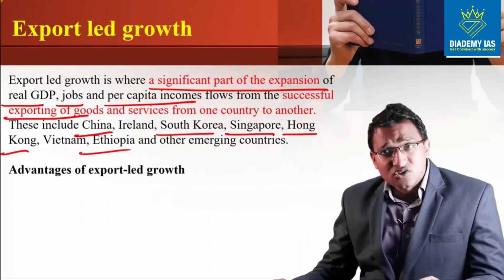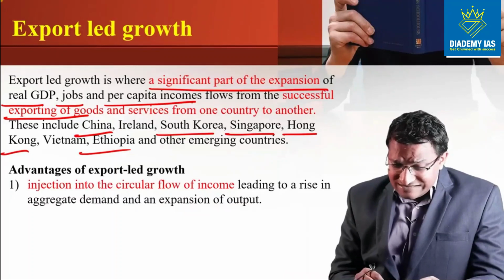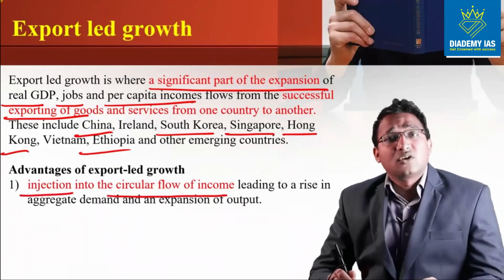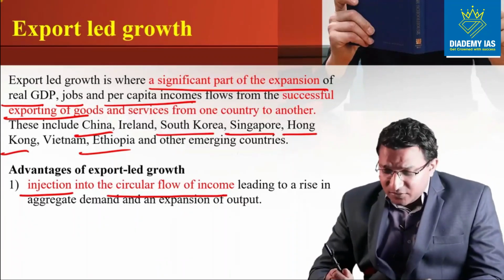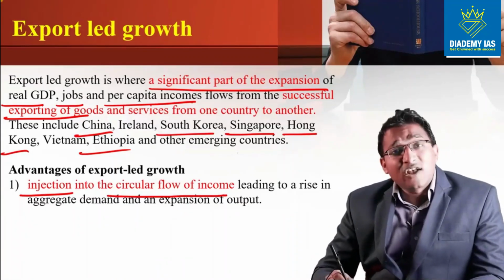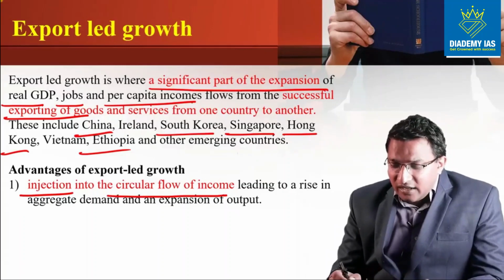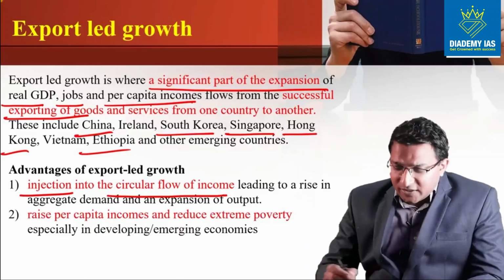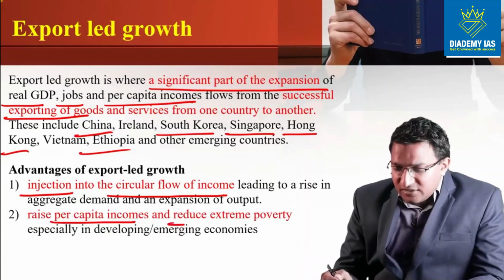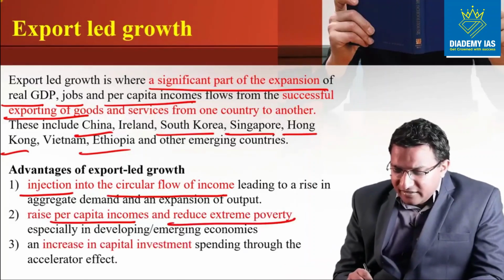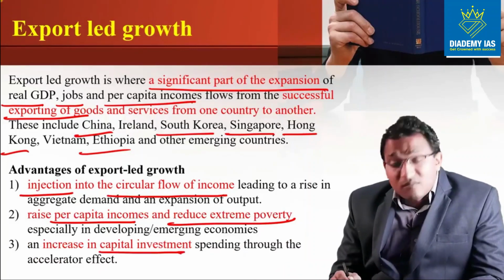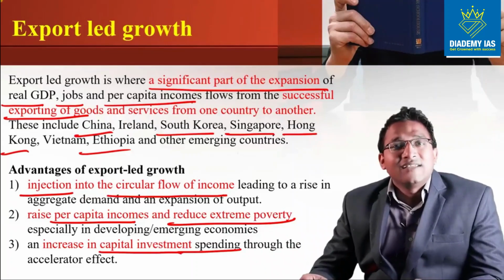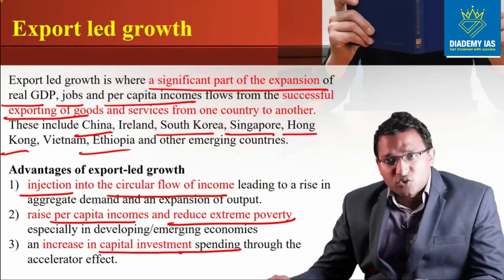Advantages, what are the advantages? First, there is an injection into the circular flow of income. I hope you remember this circular flow of income concept from the national income chapter. When exports are happening, that means the income is coming from the outside world. Raise per capita income and reduce extreme poverty. Increase in the capital investment, right? When more and more amount is received, the income of the people increases, their savings increase, then that saving actually goes to the investment.